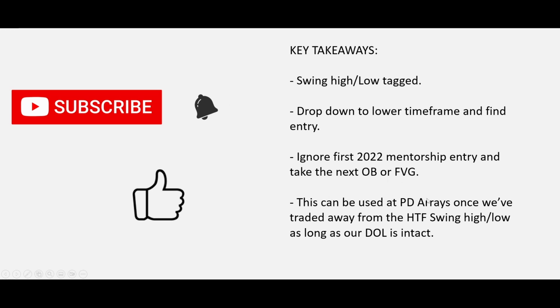Now this can be used at PD arrays once we've traded away from the higher time frame swing high or low. So as we are expanding to our draw on liquidity, as long as this hasn't been hit yet, we can look for this entry model at every PD array until we hit this draw on liquidity. So we use it at the higher time frame swing high or low once it's tagged. However, as we're expanding upwards to the other draw on liquidity, we can also use this entry model at the different PD arrays. So that brings us to the end of the little presentation here.